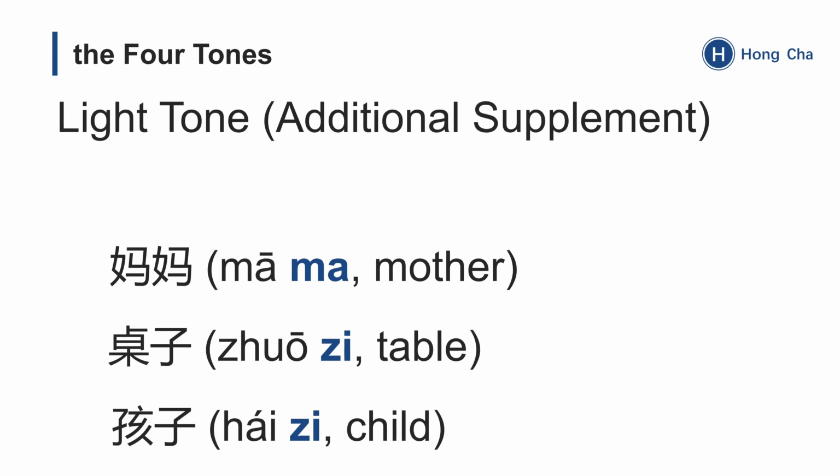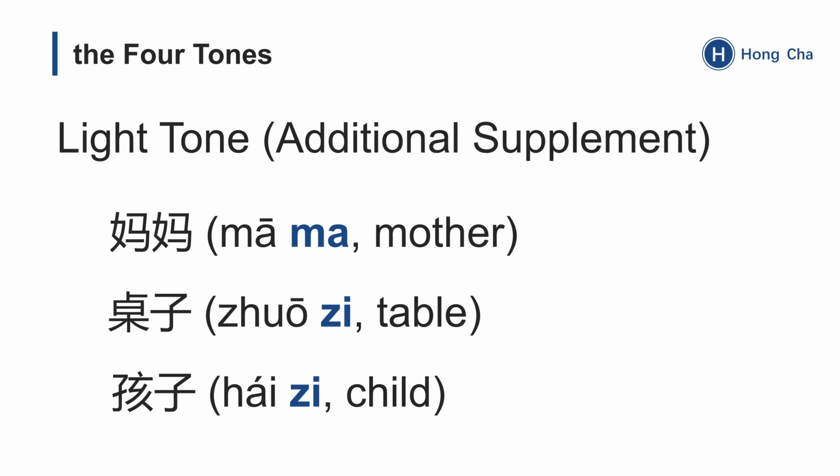Of course, I would also like to add a little bit about the light tone, which is beyond the four tones mentioned above. The light tone has no fixed tone mark. Its pronunciation is light, short, and weak, and it usually appears in the suffix of a word or reduplicated words. For example, 妈妈、桌子、孩子. So you can see the second word is pronounced in the light tone.